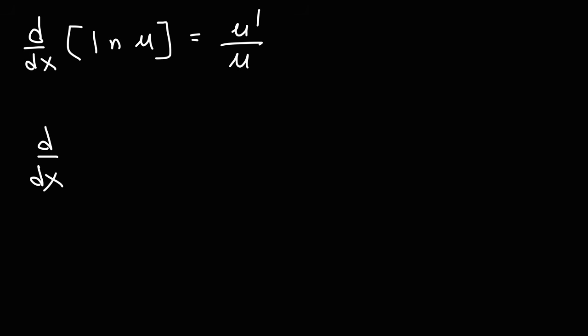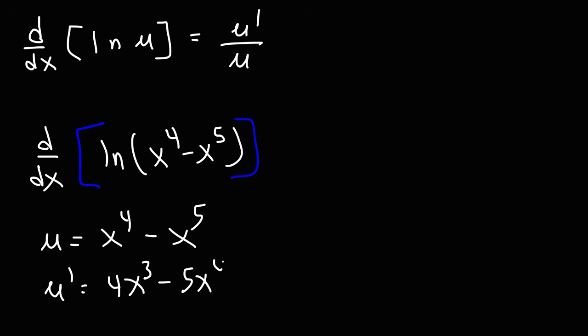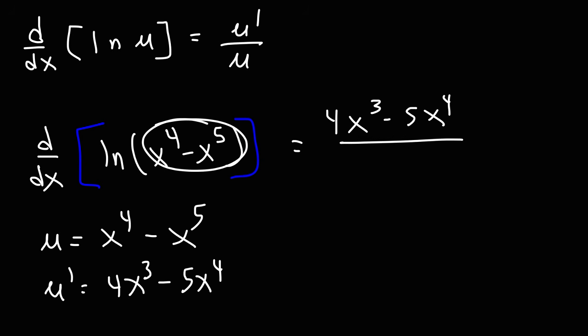Go ahead and try this one. Find the derivative of ln of x to the 4th minus x to the 5th. So we can see that u is x to the 4th minus x to the 5th. U prime is the derivative of that. It's 4x cubed minus 5x to the 4th. So the answer is going to be the derivative of what we see inside the natural log function divided by whatever is inside of it. And that's really an easier way to think about it in order to find the answer.